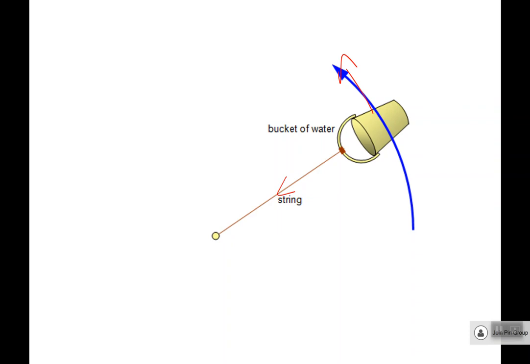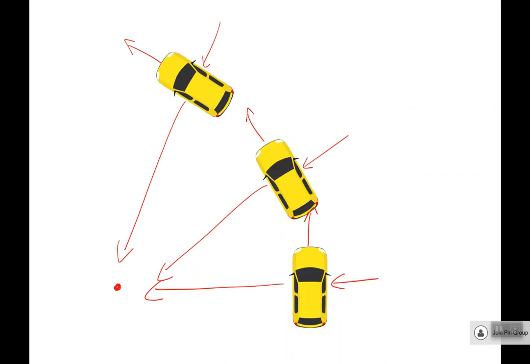What would happen though if the string were to break, if that centripetal force was no longer being applied? Well, what would happen is that the force would no longer be acting on the body, and the bucket of water would continue to move in the direction the speed is going. So hence what would it do? It would move in the direction this red arrow is going, and it would fly off. The same with a car. If you were to suddenly stop turning it, it would just go in a straight line.